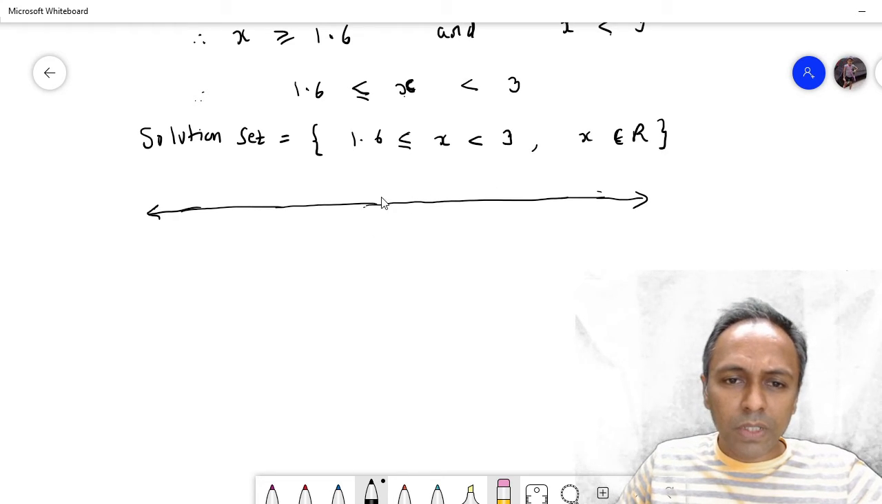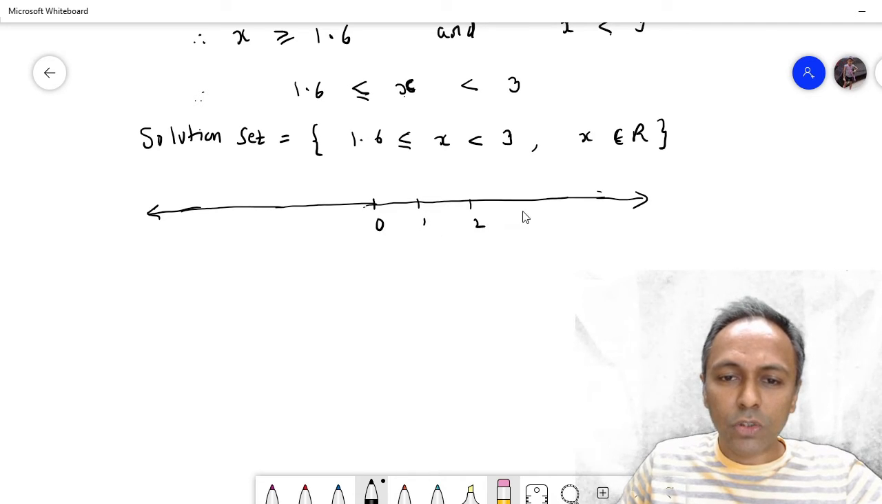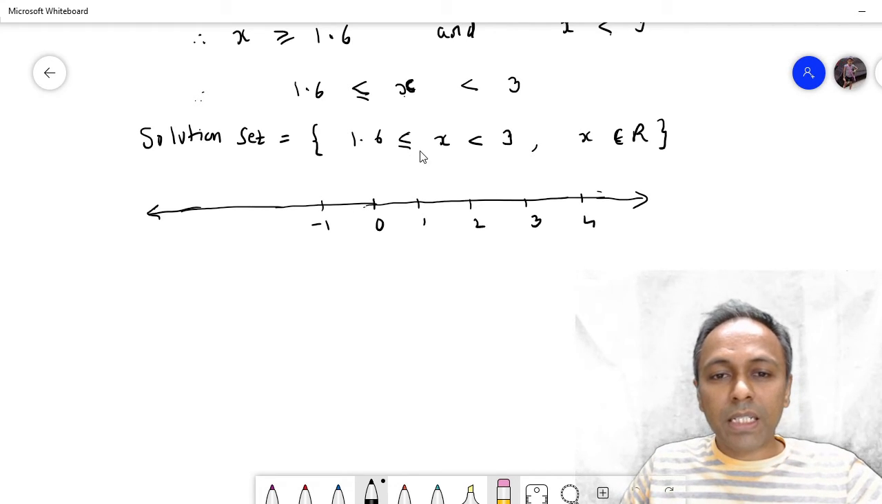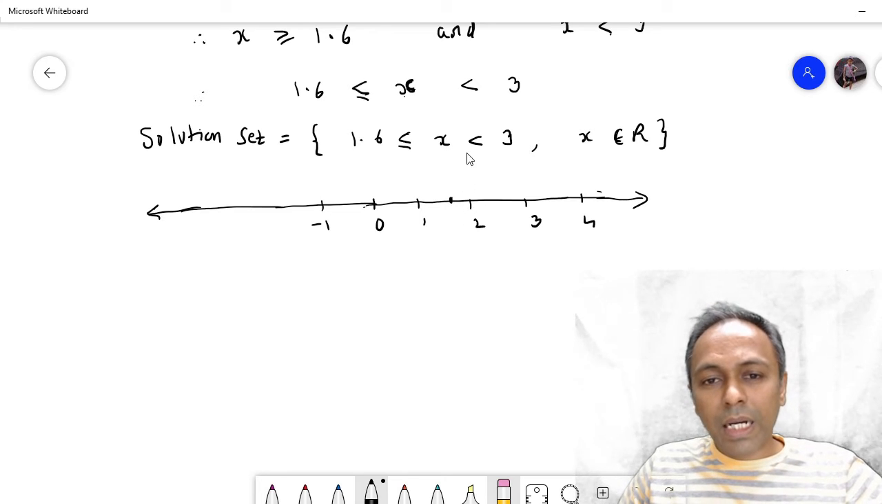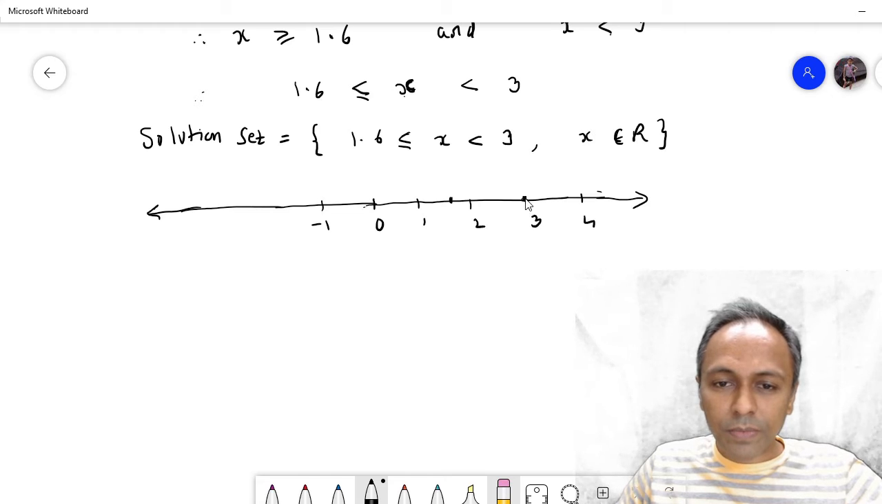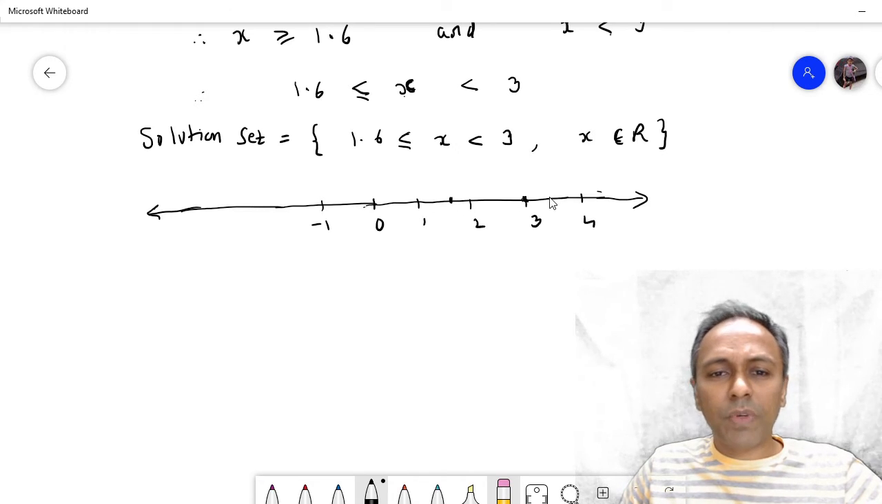And let's mark the points. ये 0 ले लेते हैं. 1 है, 2, 3, 4. चलो एक नेगेटिव भी ले लेते हैं. Now x is 1.6. 1.6 may be roughly here, a little after the middle value, and then less than 3. So 3 is here. You can keep a gap of 1 centimeter between every number.